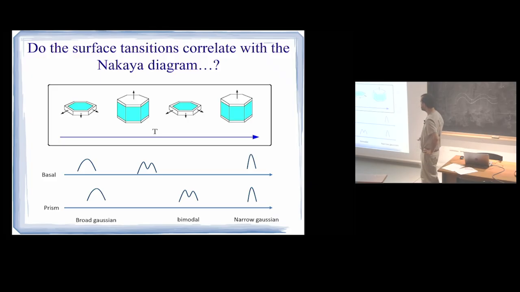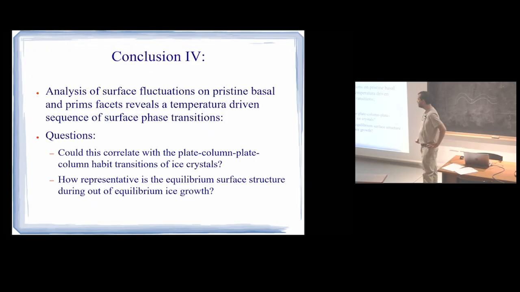Okay? And I expect that at each phase transition, the growth mechanism will change. Okay? So I can expect non-monotonic changes in the growth rates. And isn't this appealing in order to explain this? It is a big hint that the reason you get these changes of habits is because there are surface phase transitions on top of the ice surface, which occur at different temperatures on the basal and prism facets. Okay? So I think that's a nice thing.